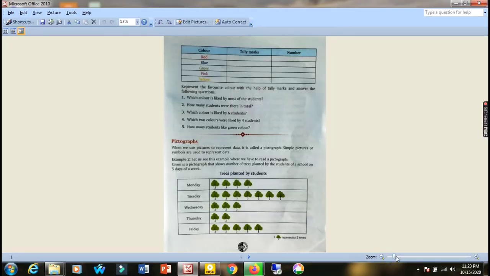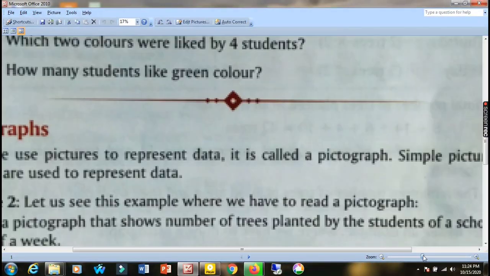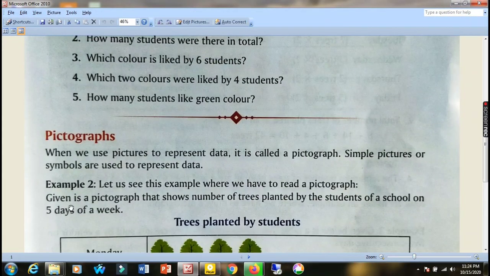Okay students, now as you can see the word pictograph. When we use pictures to represent data, it is called a pictograph. Simple pictures or symbols are used to represent data. Whenever we use pictures to represent data, it is known as pictograph, and we use simple pictures or symbols to represent data.